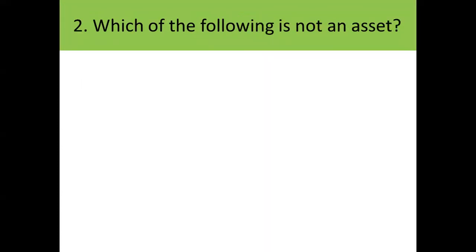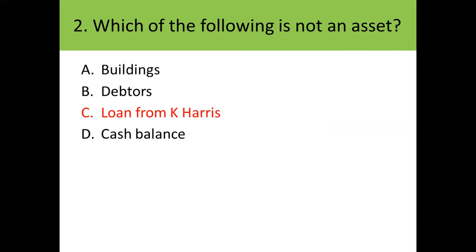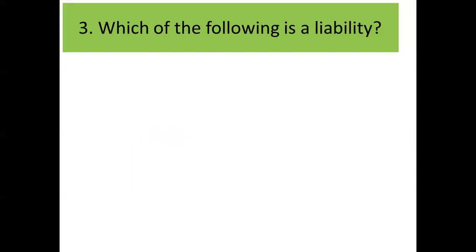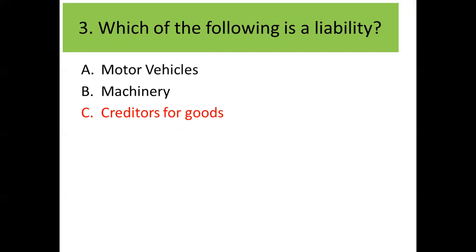Second question. Which of the following is not an asset? C, loan from bank, is a liability, not an asset, while building, debtors, and cash balances are all assets. Question 3. Which of the following is a liability? A liability is a creditor for goods. The remaining three, motor vehicle, machinery, and cash at the bank, are assets.